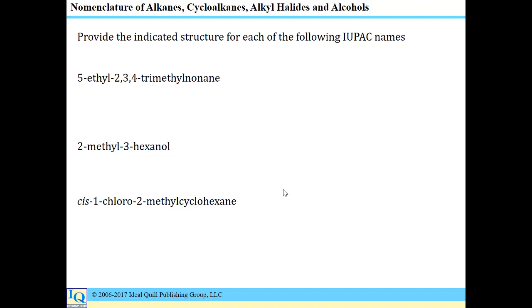A good place to start is to figure out what the parent chain is, in this case nonane, a 9-carbon chain. Once you've drawn that parent chain and numbered it, it's just a matter of filling in the substituents. An ethyl group on position 5, methyl groups on positions 2, 3, and 4, and we have our correct structure.